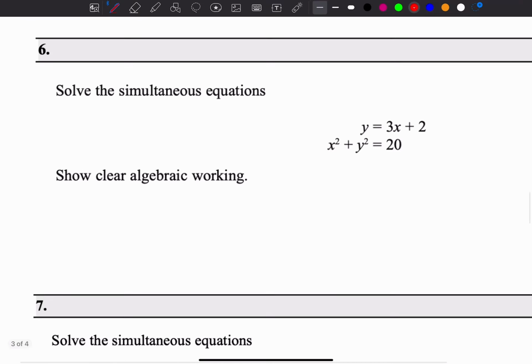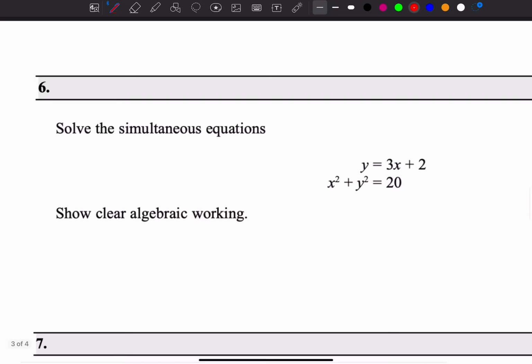Next one, this is also what we call a substitution. They already made the y the subject for us, so nice and easy. Substituted there. x squared plus y squared is what? 3x plus 2 squared is equal to 20.